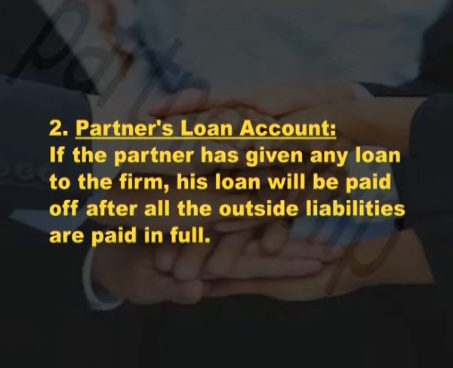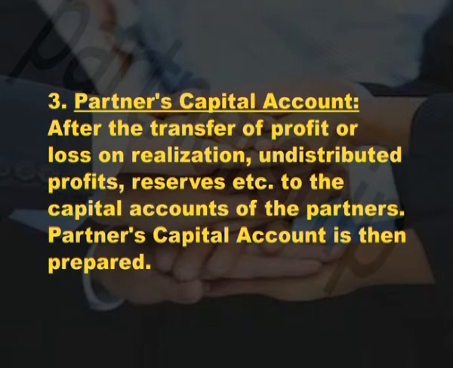Second one, partners loan account. If the partner has given any loan to the firm, his loan will be paid off after all the outside liabilities are paid in full. The third one, partners capital account. After the transfer of profit or loss on realization, undistributed profits, reserves, etc. to the capital accounts of the partners, partners capital account is then prepared.